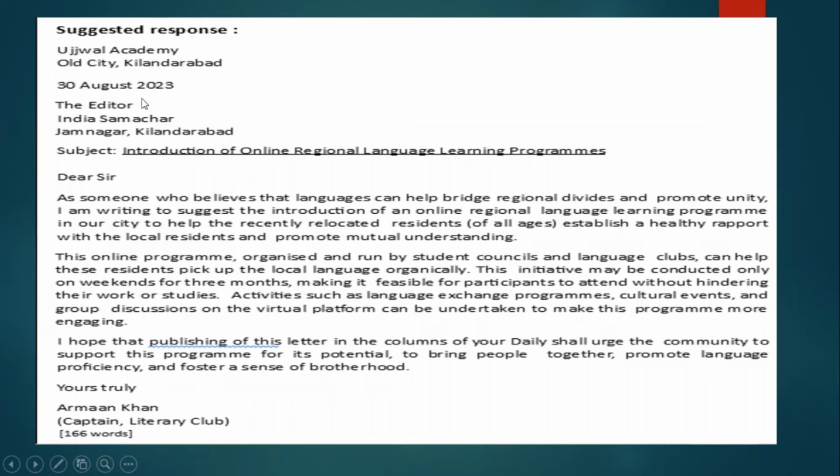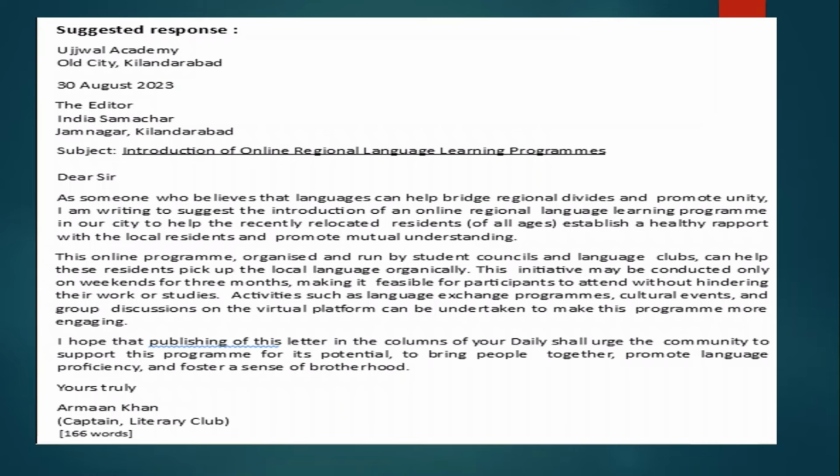Leave a line, then the editor. So there's no name written here, we just write the designation here. The editor, we are writing to the editor, so we write the editor, India Samachar. Now one more thing that we come across while evaluating is that if in the question it is mentioned as write a letter to the editor of a local daily or a national daily. So what is a daily?